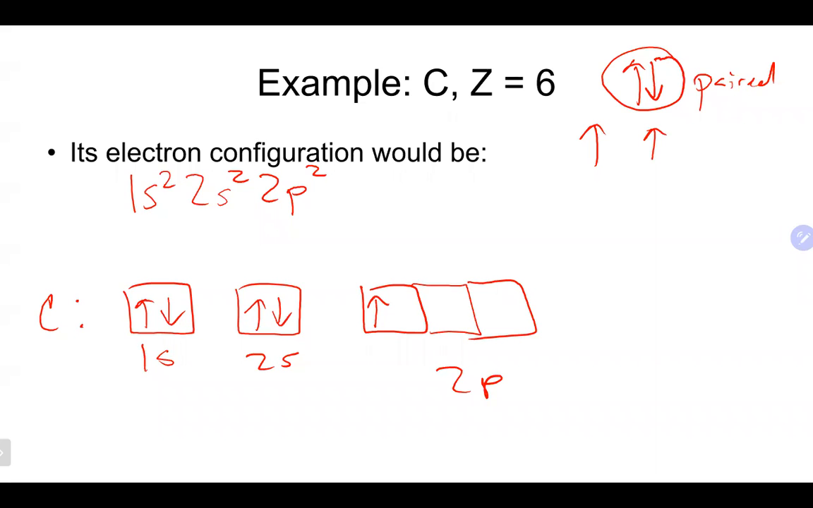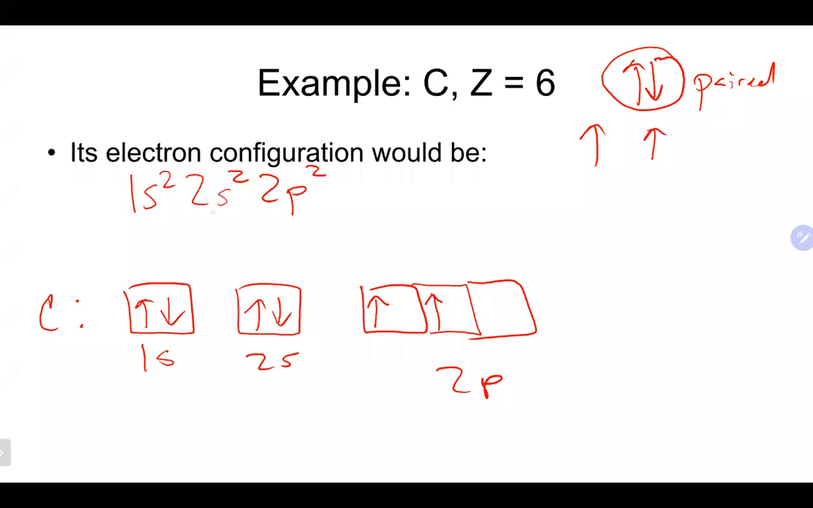So when we get to a subshell where there are multiple orbitals, each one gets an electron first, heading in the same direction until you get to the end, and then you come back and start pairing them up. So when you have a subshell that has multiple orbitals, 1 electron goes to each orbital heading in the same direction until you're out of orbitals, then if you need to, you go back and pair them up heading in the opposite direction. Any question on that?